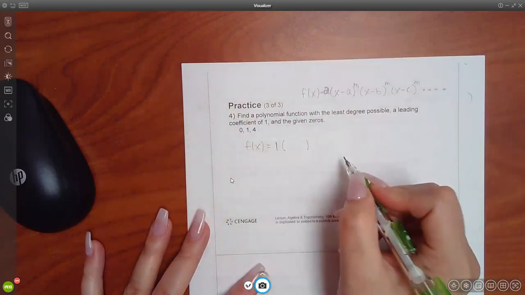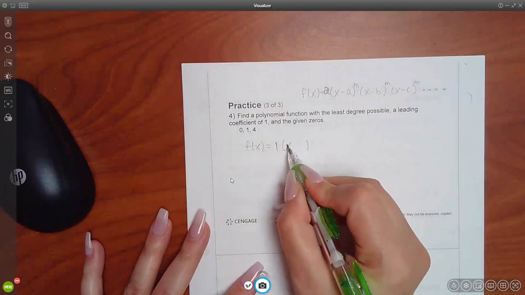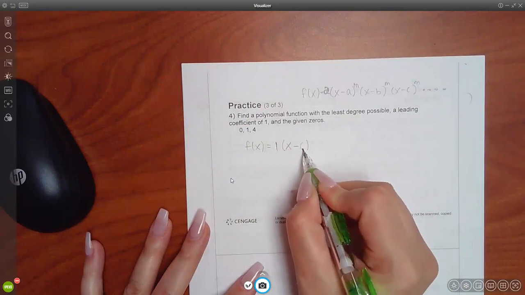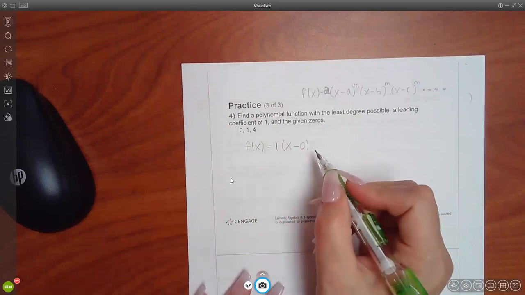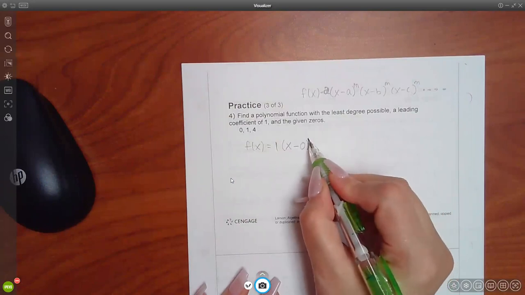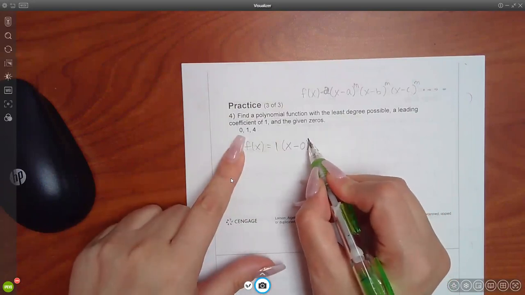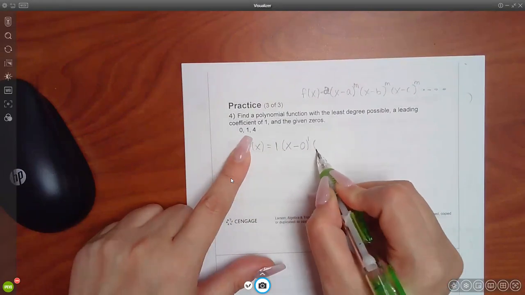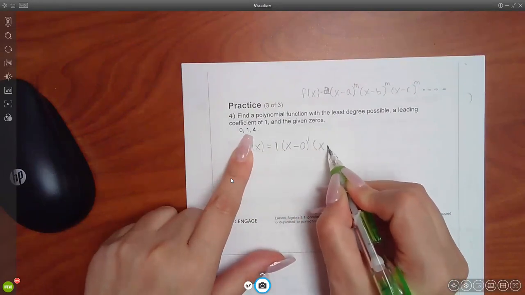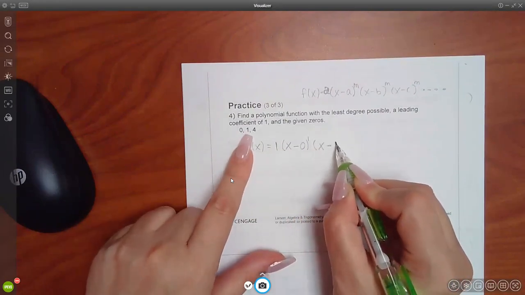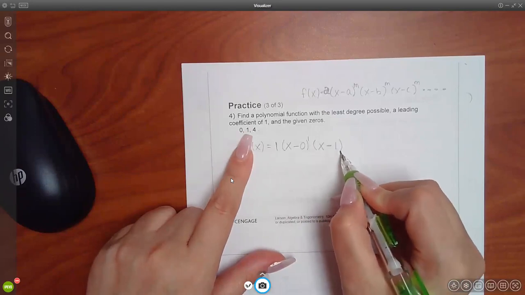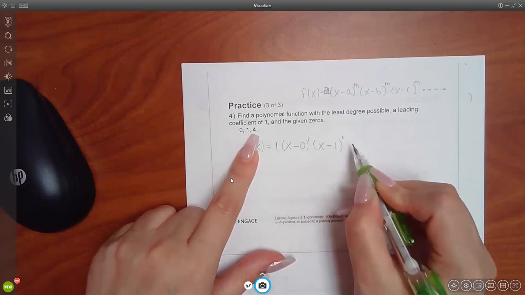Now let's talk about that first zero. It should be x minus that zero, right? X-intercept. And what is the multiplicity if they don't tell me? 1. Then I go to the next one. This should be x minus whatever this number is, which is 1. And there's no multiplicity given, so it's 1.